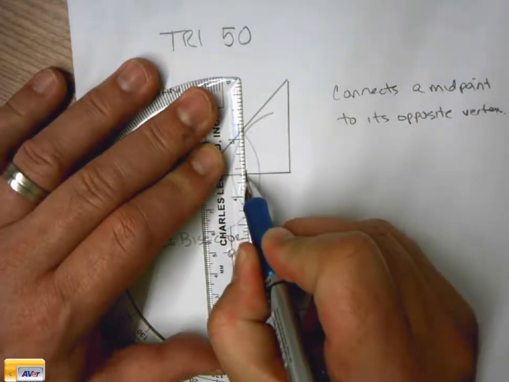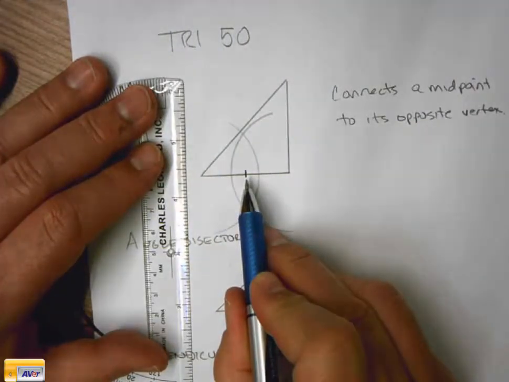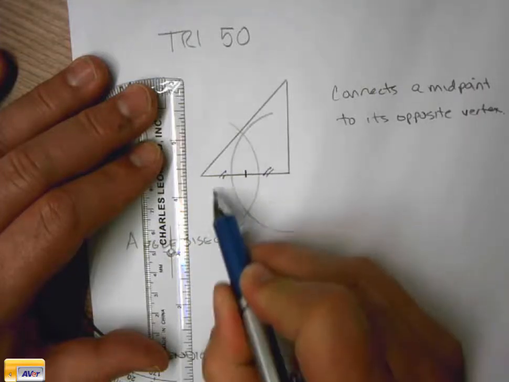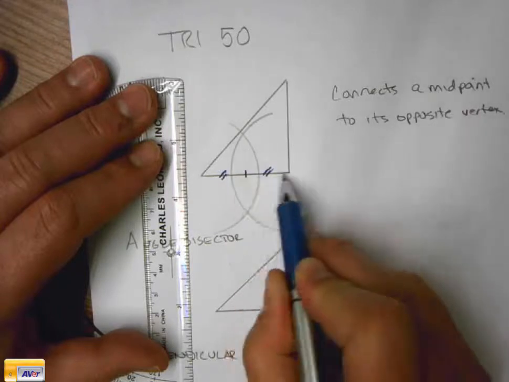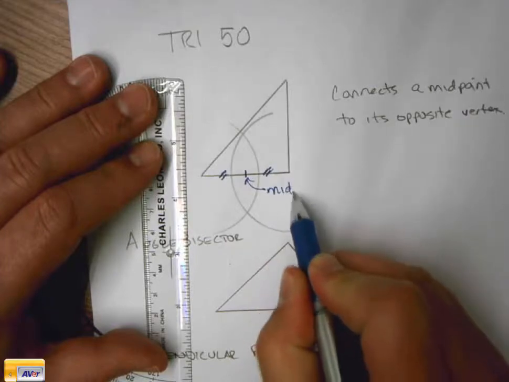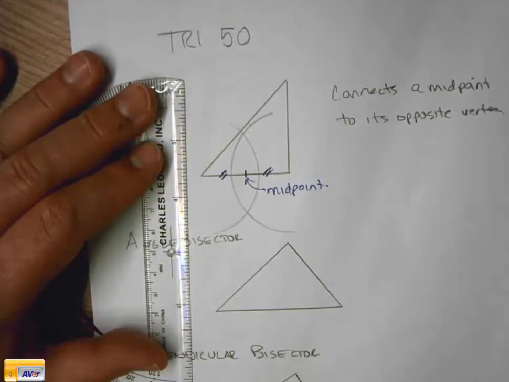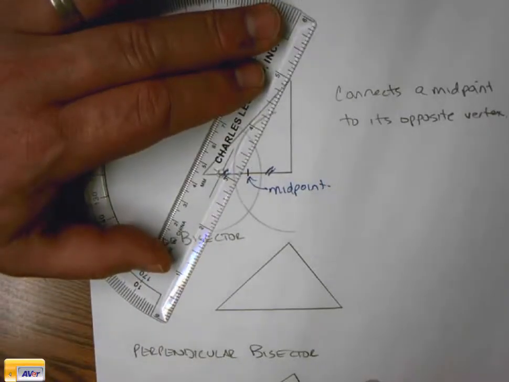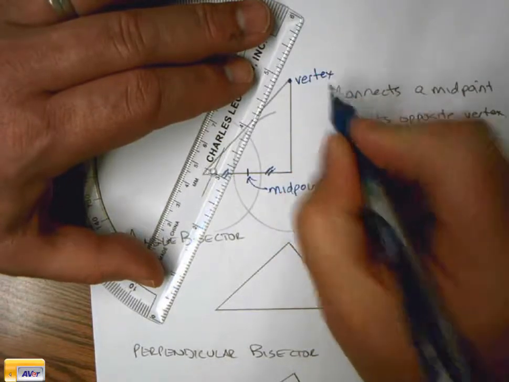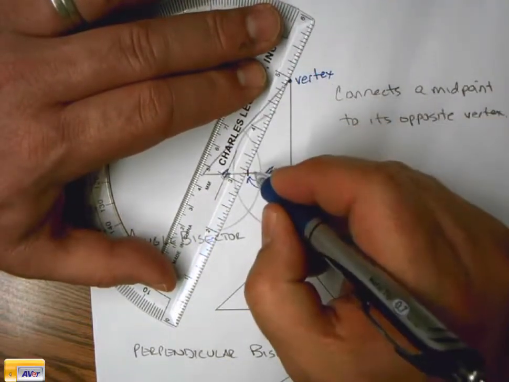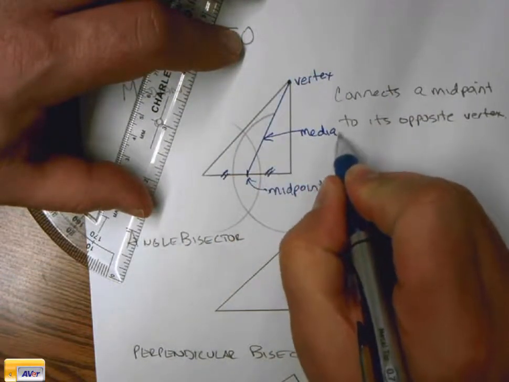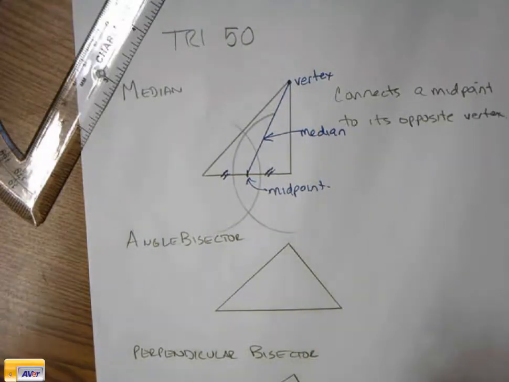In this case, we don't actually need the whole perpendicular bisector. All we need is the bisector component. We need to know that these two segments are equally spaced, equal length, because that then produces what we call the midpoint. And if we take that midpoint and connect it to the opposite vertex up here, we produce a segment called a median, connecting the vertex to the opposite side's midpoint.